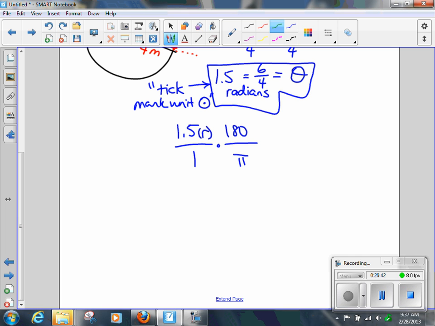Multiply across. What's 1.5 times 180? Something big? 270 over pi. Have you ever measured anything 270 divided by pi degrees? No. Calculate it. Evaluate this number. And let's round it to the nearest tenths. 85.9 degrees. Do you guys agree with that? Questions? So 1.5 radians is equivalent to 85.9 degrees.